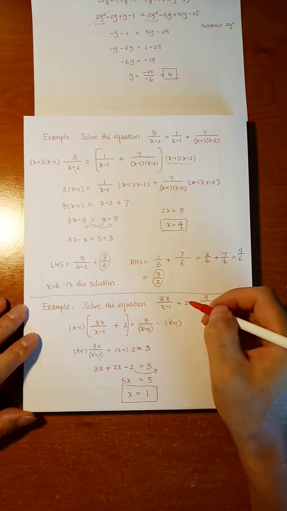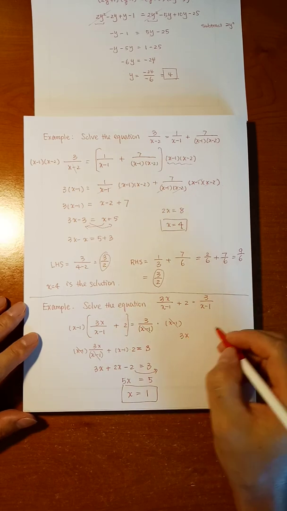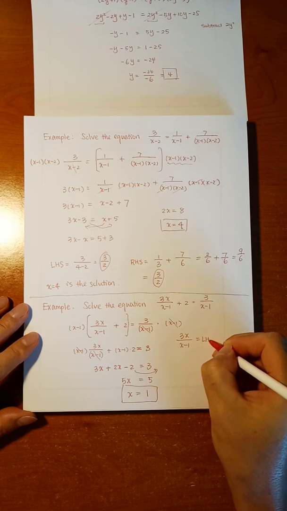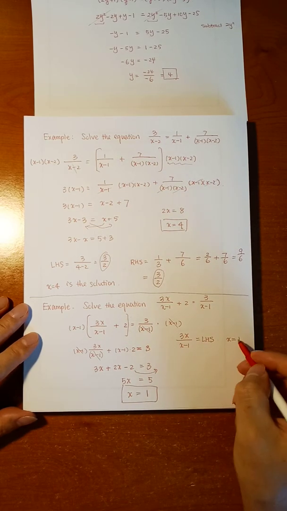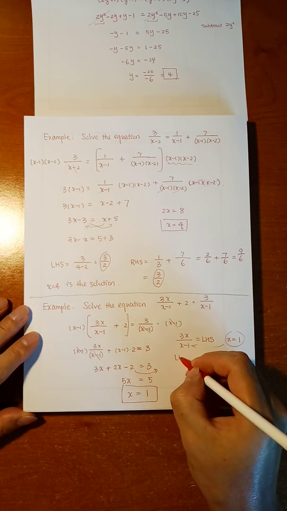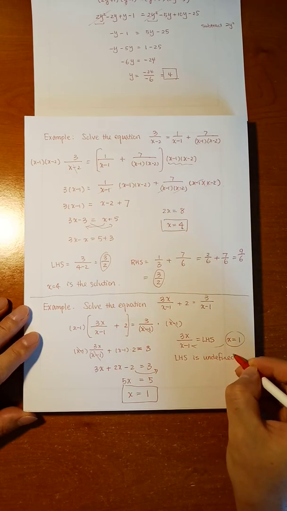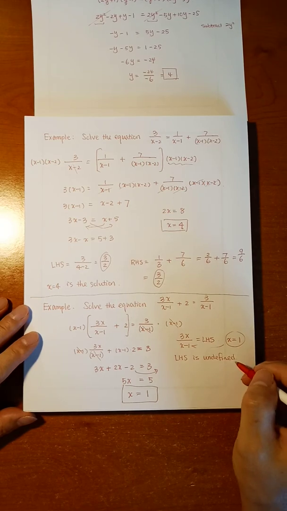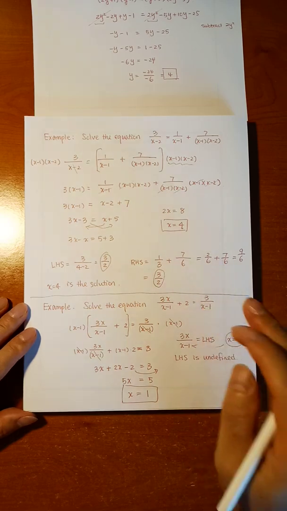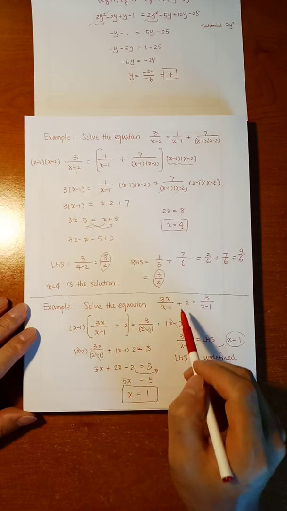You plug x equal to 1 into the original equation, 3x over x minus 1. This is the left hand side. But when x is equal to 1, the denominator becomes 0. So the left hand side is undefined. Your solution does not satisfy the original equation. Your solution satisfies this linear equation, but not the original equation.